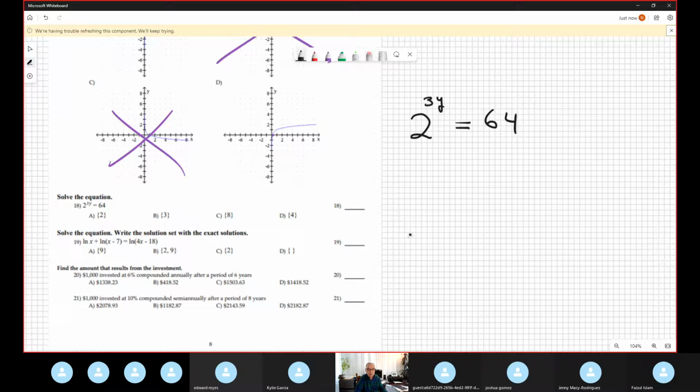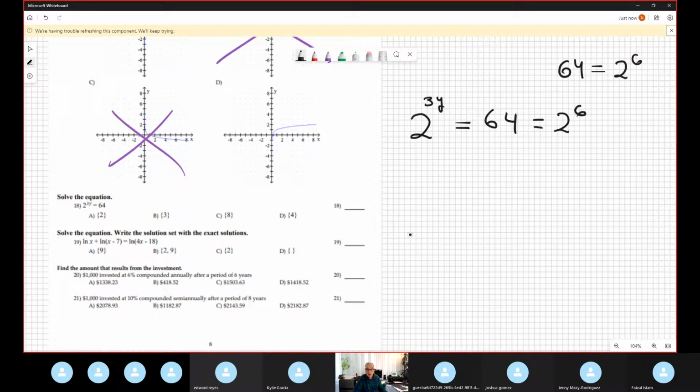One in which it's possible to express both sides using the common base, and another in which it's not. In this case, yes, because I know 64 is 2 to the 6th power. So you try in the calculator: multiply by 2, multiply by 2, multiply by 2, and when you multiply by 2 six times, it's 64. So you can write it like that. This is 2 to the 6th power.